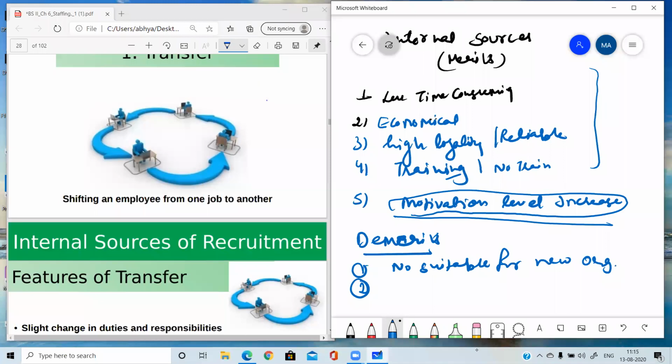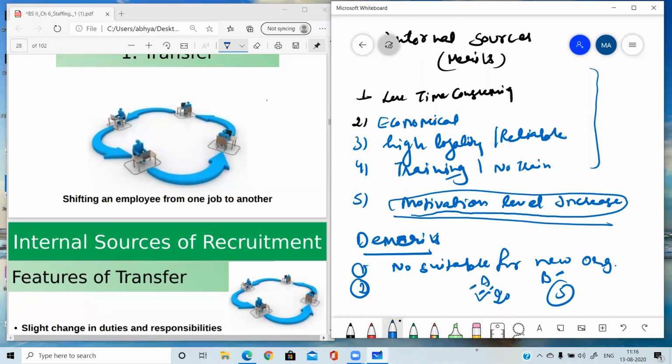Suppose 2 employees are there, A and B. A is working in the organization for 20 years. B has recently entered and he is working for 5 years. B is more efficient as compared to A. But whenever there will be promotion, the organization policy is that the promotions will be based on the seniority basis. A is less competent, but still he will be getting the promotion.